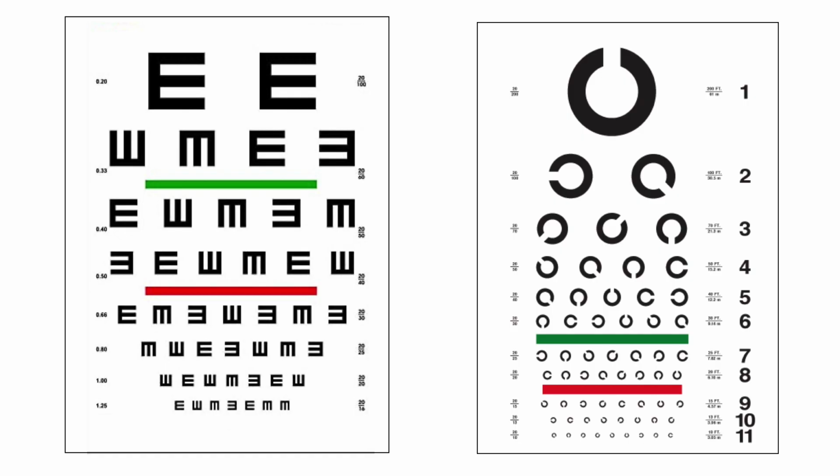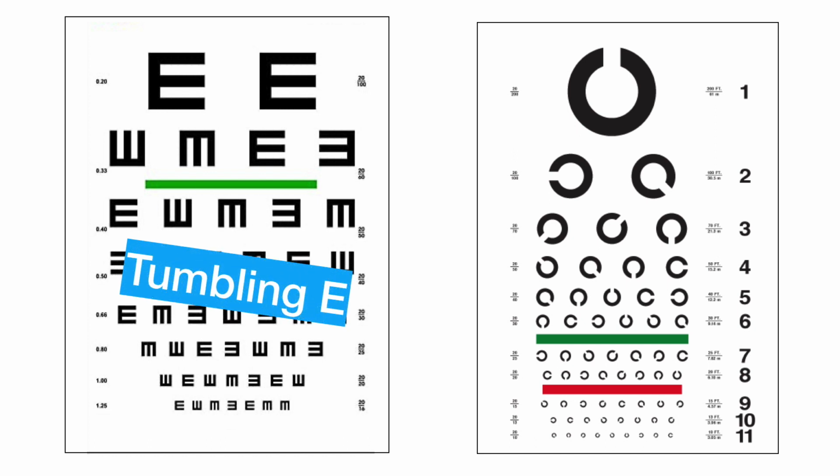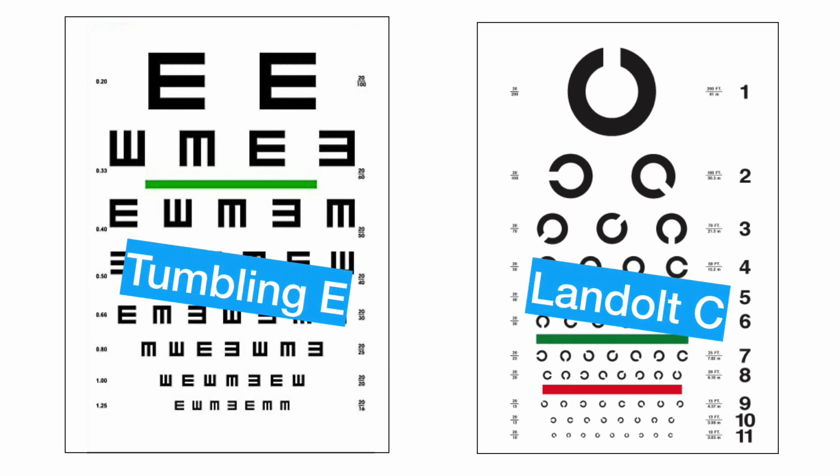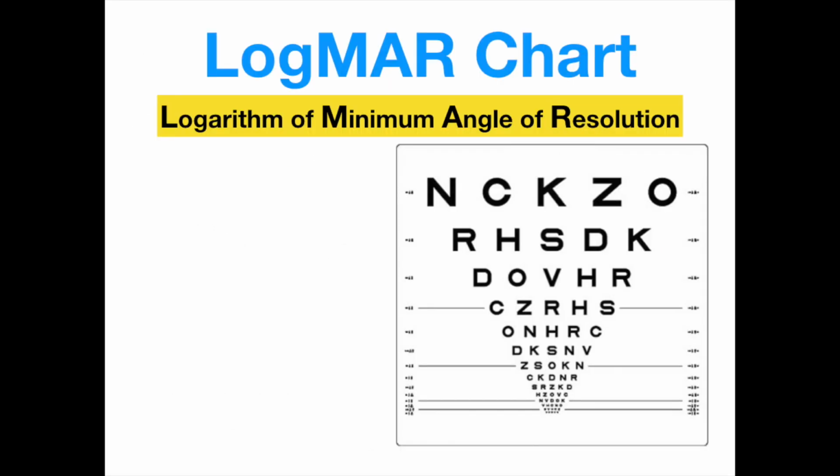And when your patients cannot read letters or have difficulty communicating, then you can use either the Tumbling E or the Landolt test. They're very easy to understand for kids or adults who don't know how to read or have a very hard time communicating. The best chart to use for visual acuity testing is the LogMAR chart.